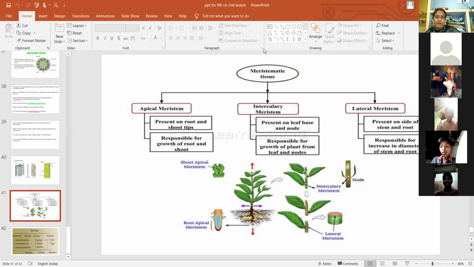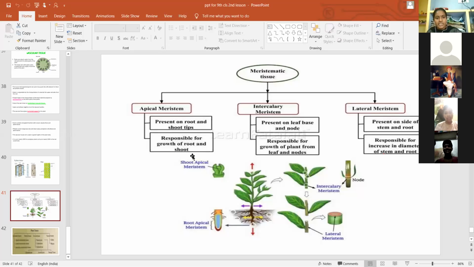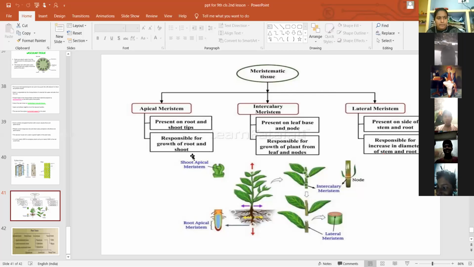Next, the last one is the meristematic tissue. The meristematic tissue is of 3 types. Number 1 is apical meristematic tissue, intercalary meristematic tissue, and lateral meristematic tissue. The apical meristematic tissue is present in root tips and shoot tips. It is responsible for the growth of the root and shoot tip.